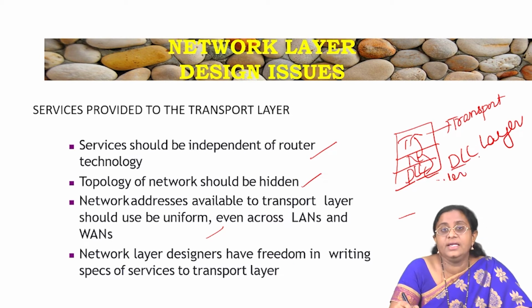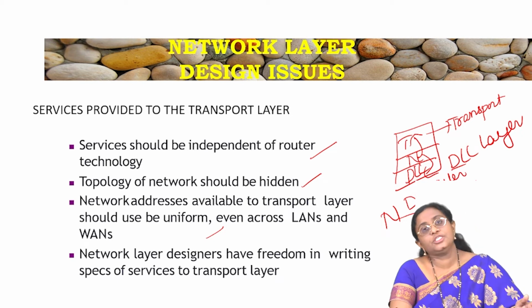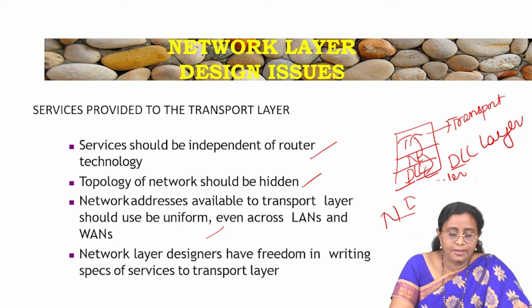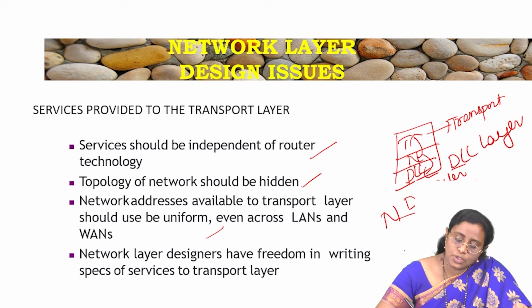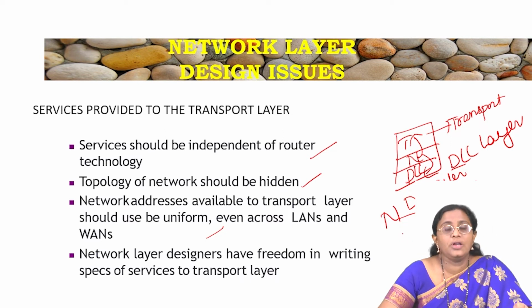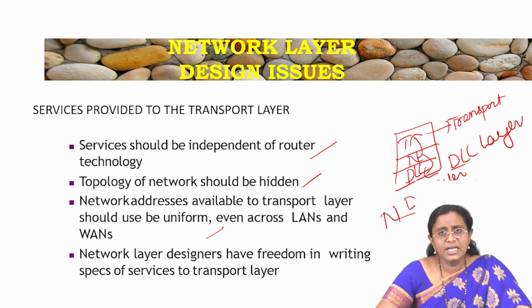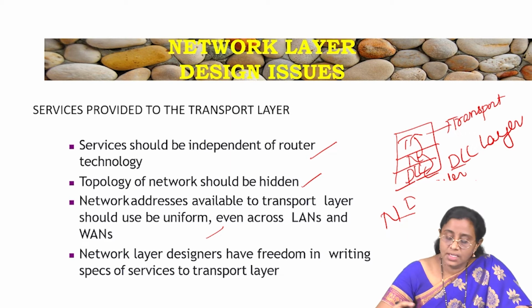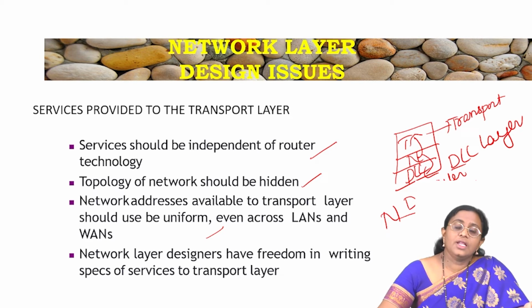We could not find any type of router for the transmission of data packets from one source to another destination under the services provided by means of a transport layer. So the second point is that the topology of the network should be hidden. Topology means the many types of topologies we have already studied in our previous modules, like ring topology and bus topology. Those types of topology of networks we should not identify while you are working with network layer design issues.